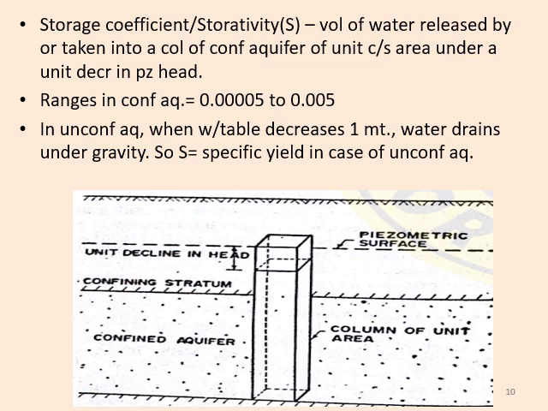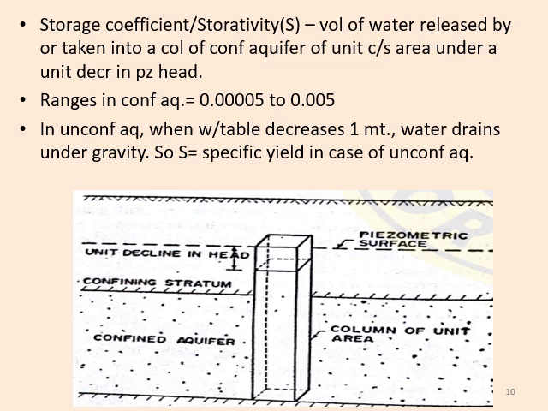In the diagram below we can see the piezometric head. At first the piezometric surface head is here, and under a unit decrease, suppose 1 meter, in the piezometric head from a unit area of column in the aquifer, that quantity of water that can be released or can be taken is known as storativity.